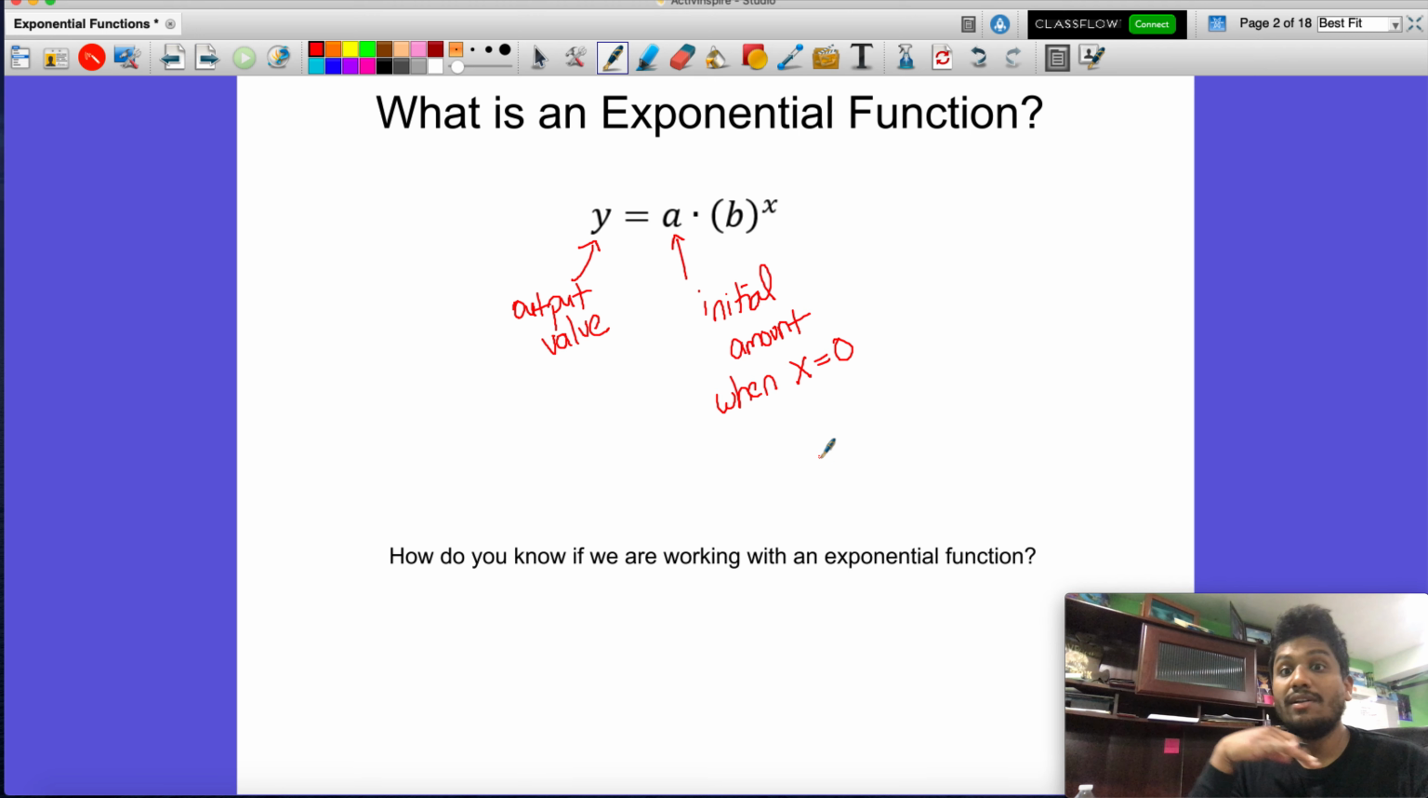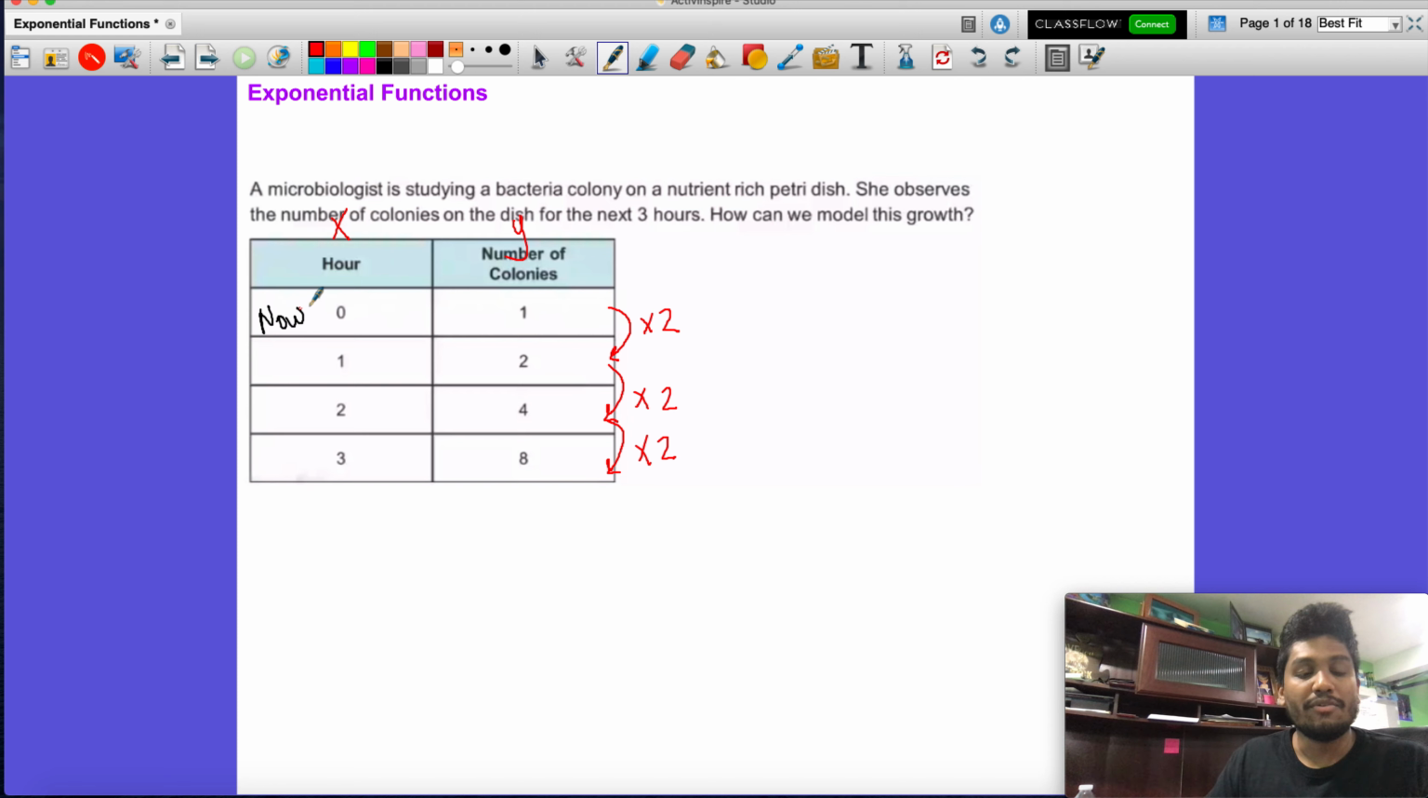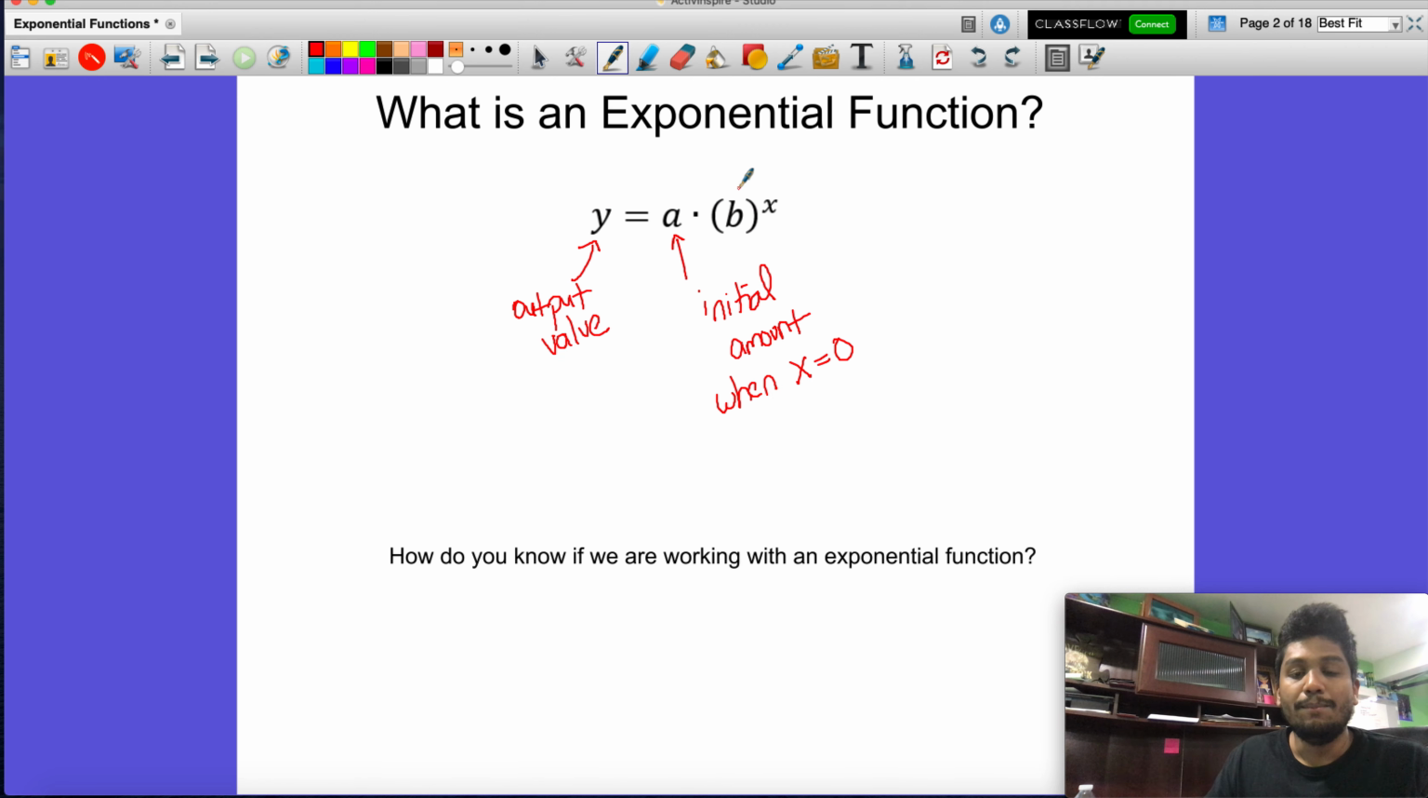So that means right when you first start off, and I'm just going to go back really quickly here. See, when we first started off, x always represents time, and so when x is 0, this was our value, our initial amount, and we started off with just one colony. Our b, okay, this is called our growth rate. Sometimes it's actually known as a multiplier.